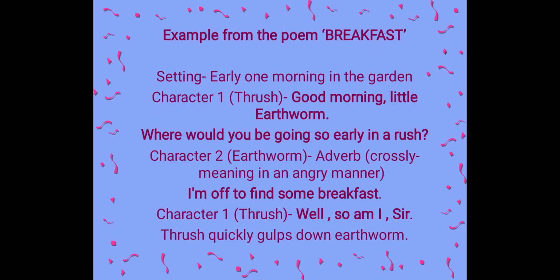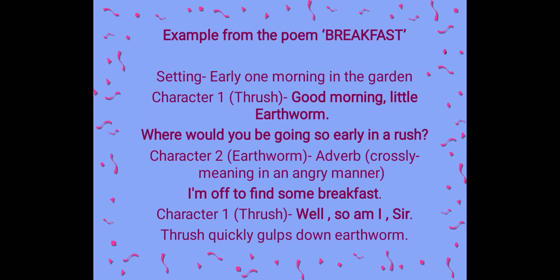Now let us have a look at the poem entitled Breakfast and try and make a play script out of it. So now we understand that firstly we must have a setting for the play script. Here in this poem, the setting is early one morning in the garden. So we see that both the timing and the place are mentioned. The timing is early in the morning and the place is the garden.